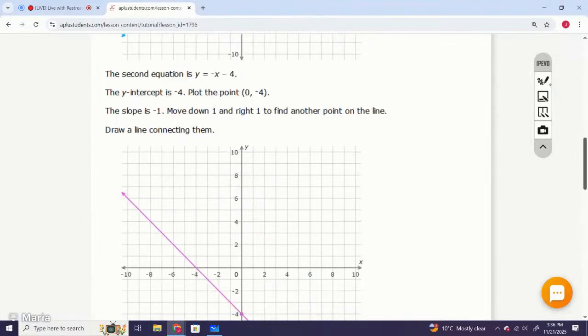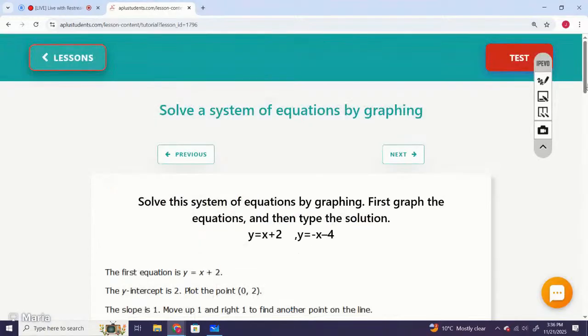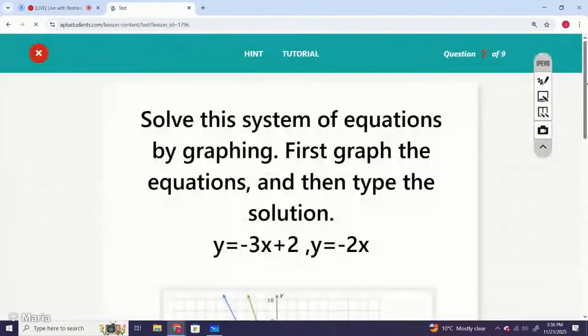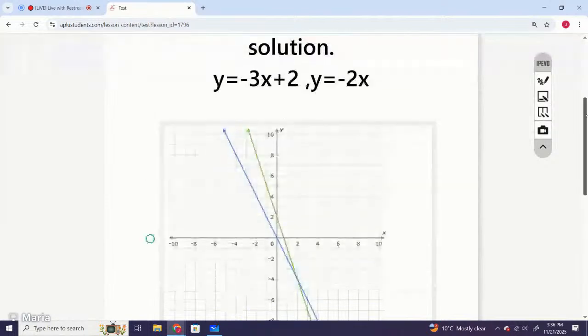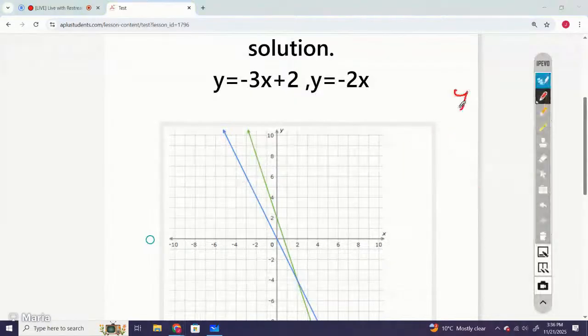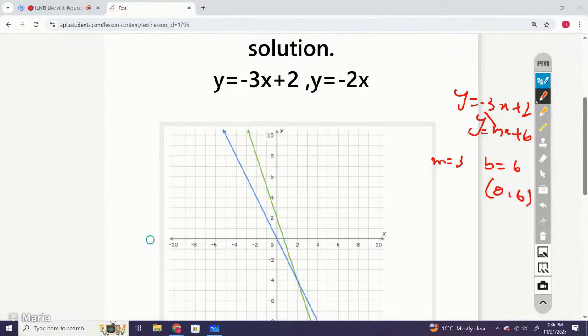Let's just start with the test questions. Solve the system of equations by graphing. First graph the equations, then type the solution. Y equals negative 3x plus 2. Look at the first equation. The equation is y equals mx plus b. The slope is 3 and the y-intercept is 6, right? So b equals 6 means the point is 0 and 6, right?